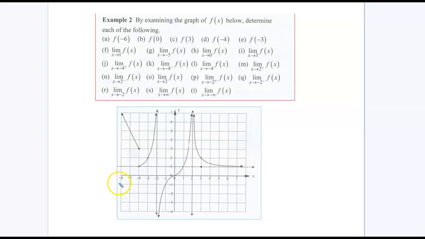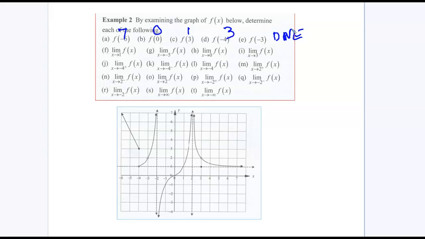F of -6 is the y value at -6, which is going to be 7. F of 0 is the y value when x is 0, and it's 0. F of 3 is the y value when x is 3, and that's going to be 1. F of -4 is going to be the y value at -4, so we have to take the solid dot, which is 3. And f of -3, it has an open circle, so this does not exist.